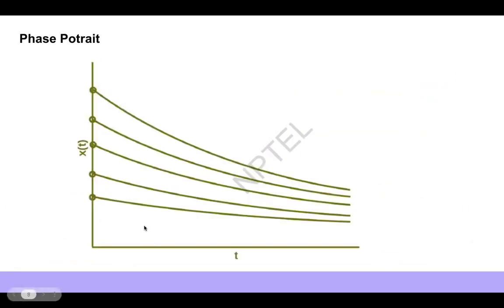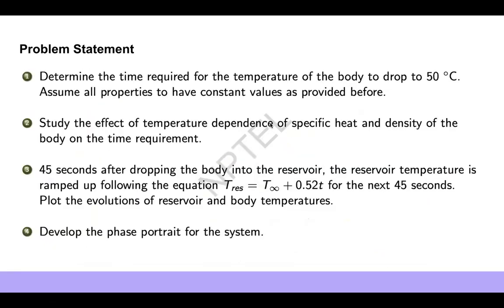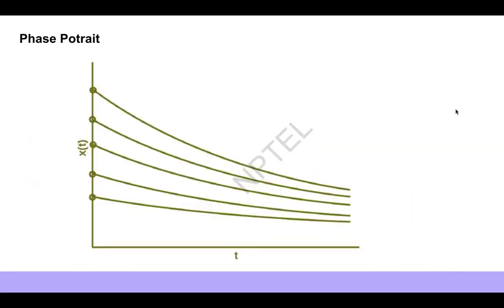Now moving forward, we'll also say what is phase portrait. Phase portrait is where we see, for different initial conditions, how the temperature varies. Based on that, you will get the behavior of the system. Earlier, what we took is T0 was 100 degrees Celsius. So imagine this was for T0 100 degrees Celsius.